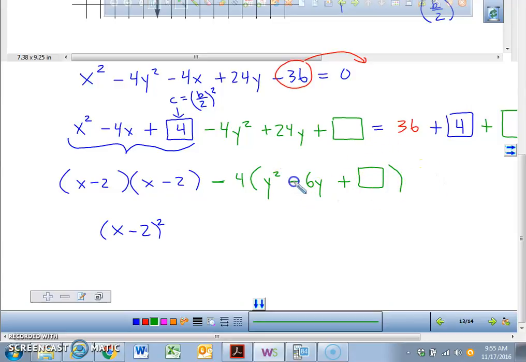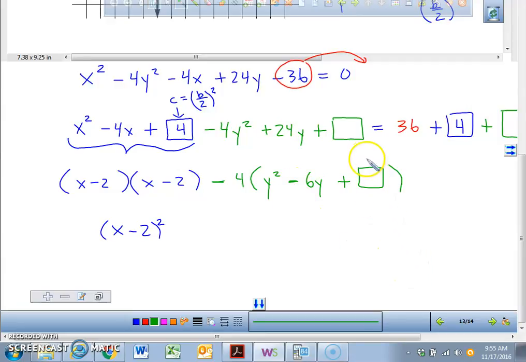Now, how does this work? How do you check your work? Take the negative 4, multiply it to the y squared, and that should give you this value right here. Then take the negative 4 and multiply it to the negative 6y, and that gets you back to your positive 24y. So whenever you factor out a negative, what's going to happen? This is going to go from a positive to a negative. You've got to be careful with that.